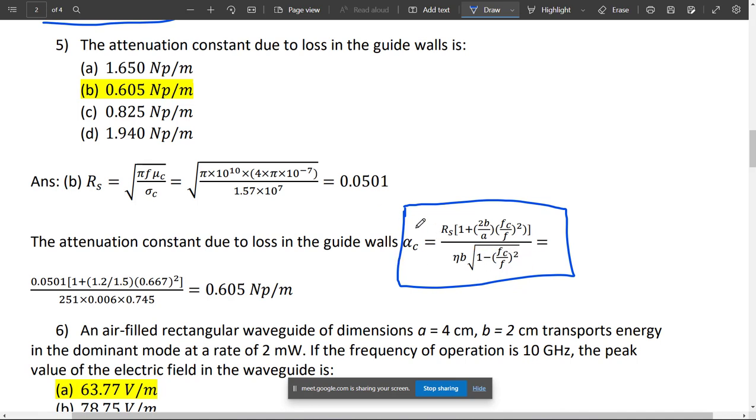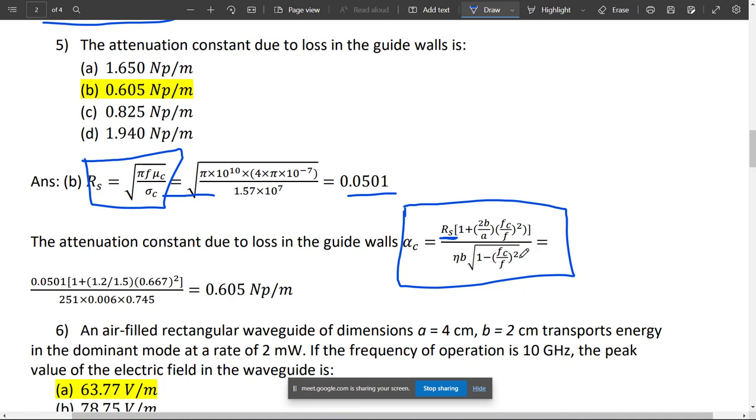Okay, so before finding out the attenuation constant, we have to find out Rs. This is the formula for Rs, which is the square root of pi f mu c upon sigma c. So sigma c is given to us, right? Mu c is given to us. Everything is given. The frequency is given to us. We'll put it in. We got 0.0501.